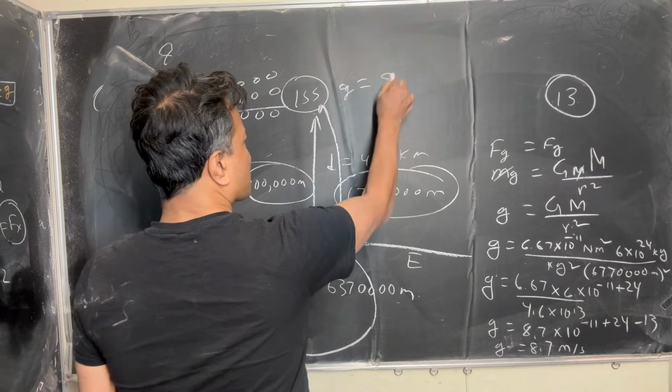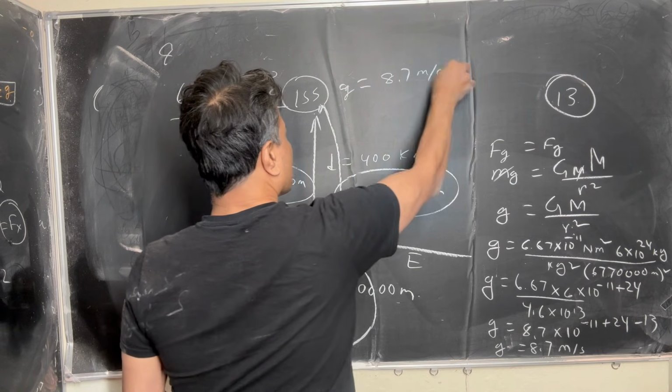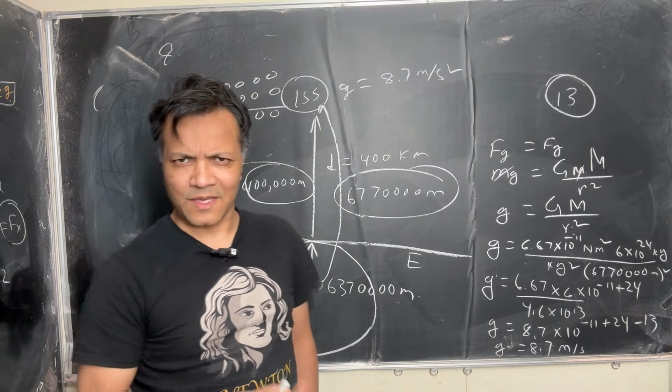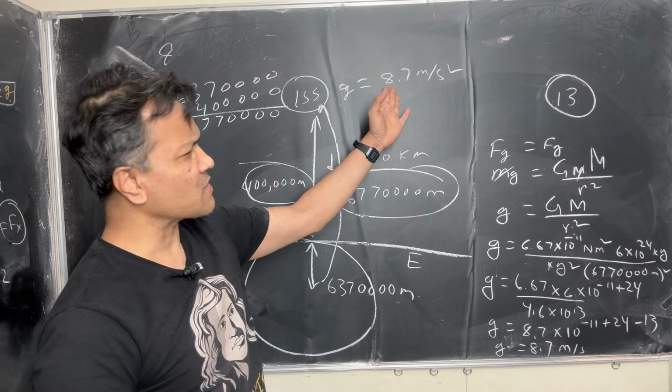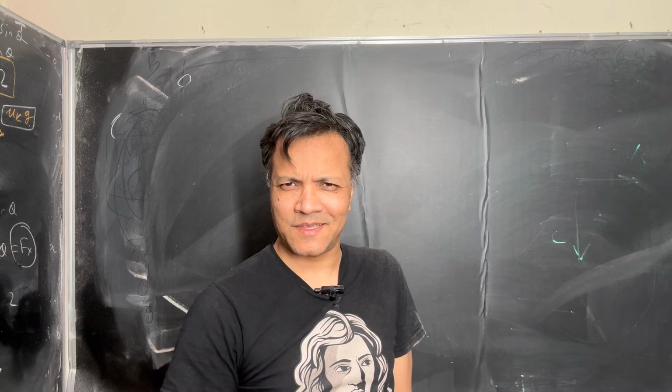Okay, what is the 8.7 meter per second square? So on the ISS, some of you think that the acceleration due to gravity is 0. No, it's almost 9.8.